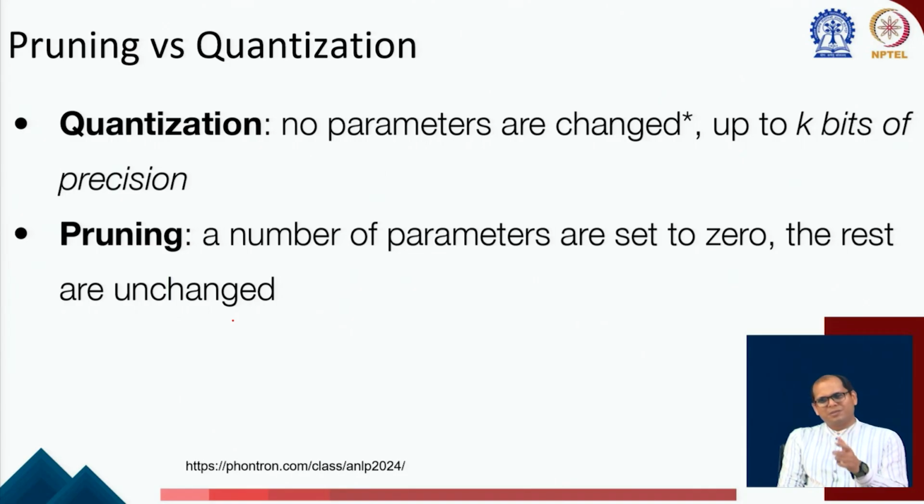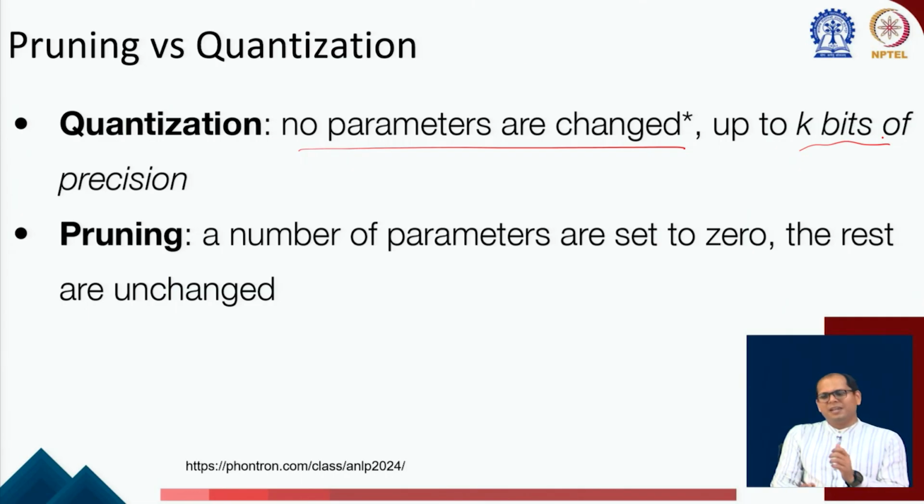So what is the difference between pruning and distillation, and quantization? We talked about quantization. In quantization, you don't change the parameters. You only store them in low precision, up to some k bit of precision, like 4-bit or 8-bit. You just quantize them and dequantize these for operations. In pruning, you will actually change the parameters. That means you will put certain parameters to 0, and that's what you mean by pruning.